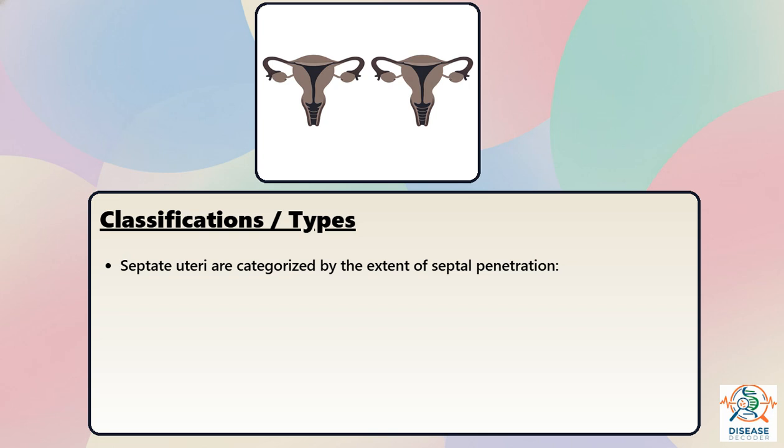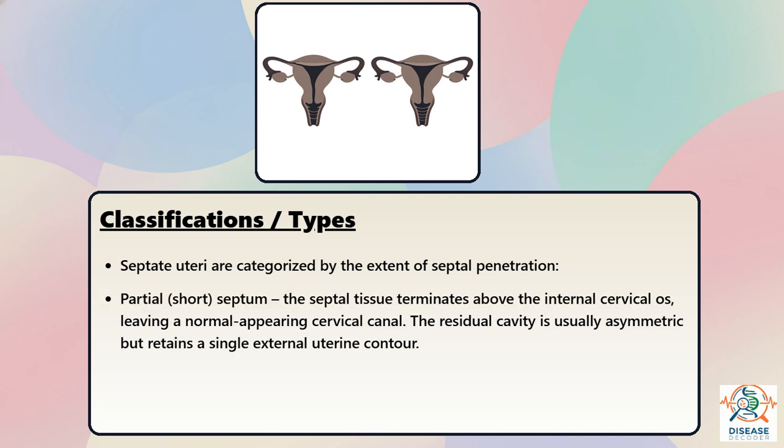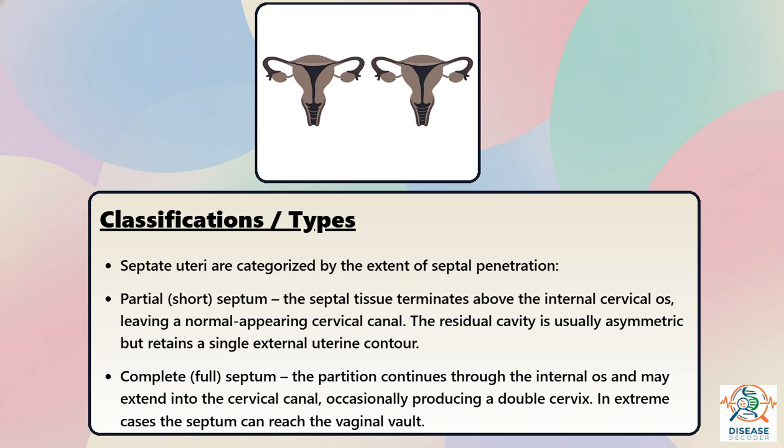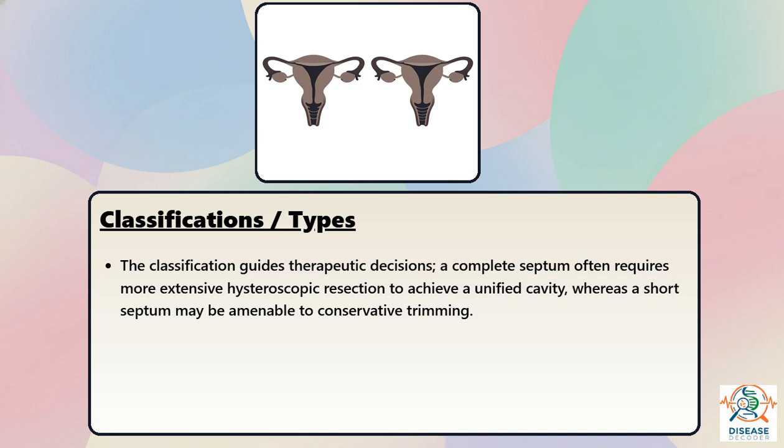Septate uteri are categorized by the extent of septal penetration. Partial or short septum: the septal tissue terminates above the internal cervical os, leaving a normal-appearing cervical canal. The residual cavity is usually asymmetric, but retains a single external uterine contour. Complete or full septum: the partition continues through the internal os and may extend into the cervical canal, occasionally producing a double cervix. In extreme cases, the septum can reach the vaginal vault. The classification guides therapeutic decisions.